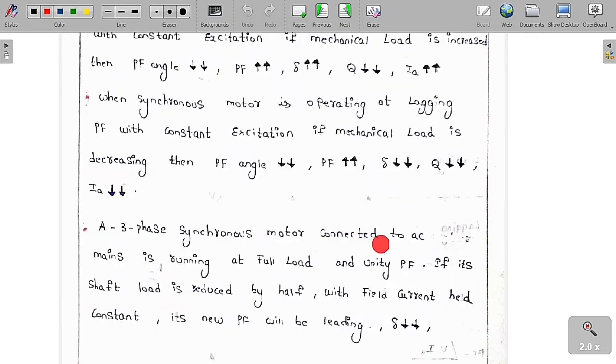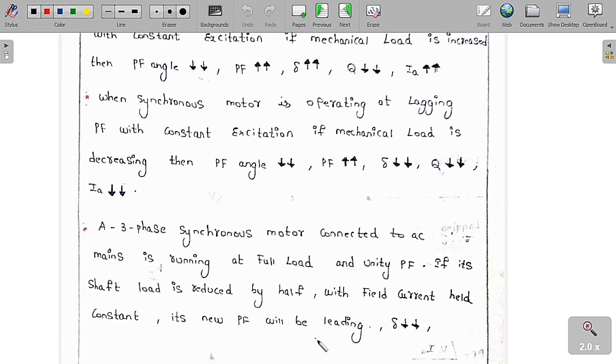If your synchronous motor connected to AC mains is running at full load and unity power factor, if its shaft load is reduced by half with field current held constant, its new power factor will be... As I have already told you, this is the same as the previous concept, the concept that we are going to discuss right now.